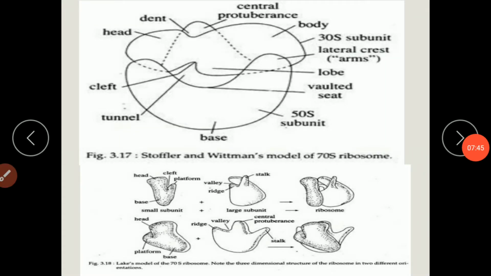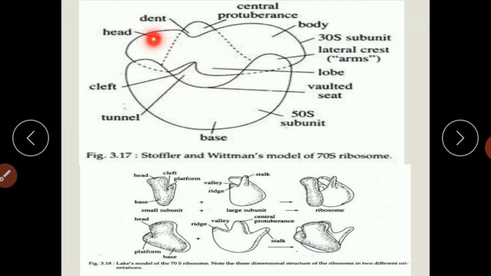Okay, so this is the ribosomal structure described by the Stoffler and Wittmann model of the 70S ribosome. If you see the structure, this is the larger subunit, and it is dome shaped. This is the base. This is the 50S subunit of the 70S ribosome. Then this is the cleft, a narrow cleft or space which remains open for the sitting of RNA molecules when translation, the synthesis of protein molecules, takes place.